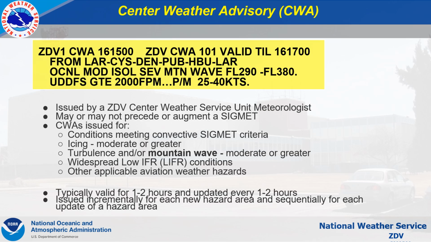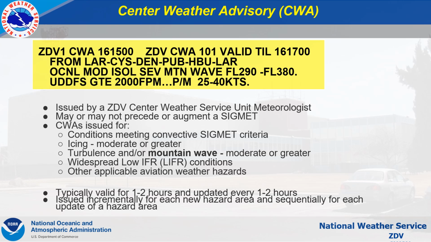Now, center weather advisories are, of course, issued by us at the Center Weather Service Unit. They can read similar to both a SIGMET or an AIRMET and can be used to just augment the information that is within one of those. Or a smaller scale CWA can be issued in areas where an AIRMET or SIGMET doesn't actually exist, but those conditions are occurring. Again, issued by a ZDV Center Weather Service Unit meteorologist.